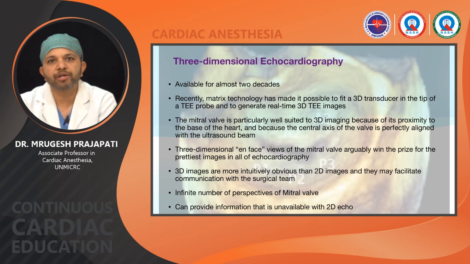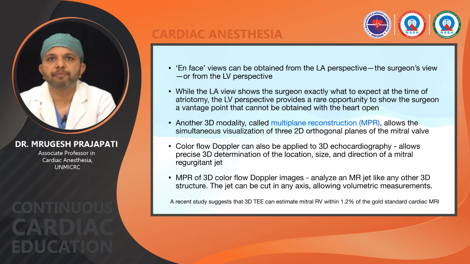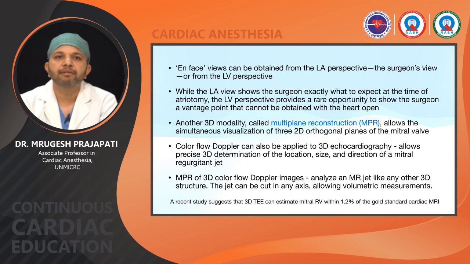3D images are more intuitively obvious than 2D images, and they may facilitate communication with the surgical team. An infinite number of perspectives of the mitral valve can be found through 3D TEE, and it can provide information that is unavailable with 2D echo. En face views can be obtained from the LA perspective, which is known as the surgeon's view, and from the LV perspective. While the LA view shows the surgeon exactly what to expect at the time of the atriotomy, the LV perspective provides a rare opportunity to show the surgeon a vantage point that cannot be obtained with the open heart.